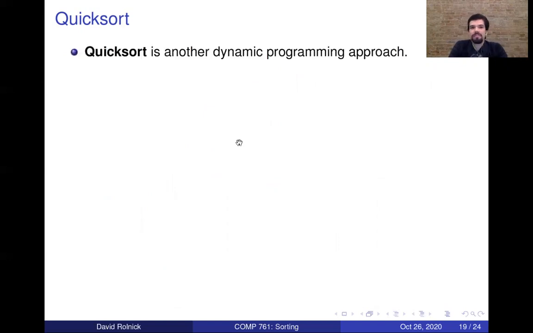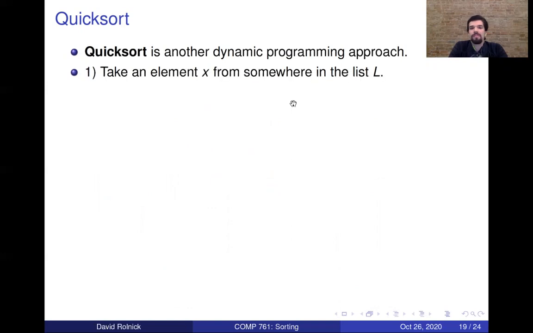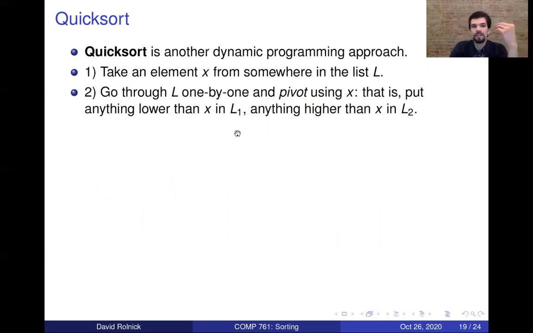So now, with that in hand, let's look at Quicksort. Quicksort is another dynamic programming approach. The way it works to sort a list is to take an element from somewhere in the list, X. This is called your pivot. You go through L one by one, and you pivot using X. You put anything in L that's lower than X in L1, and anything higher than X in L2.